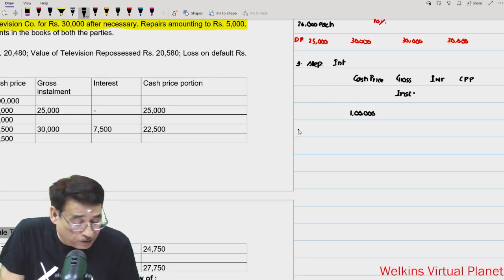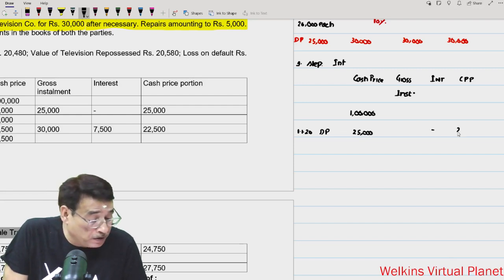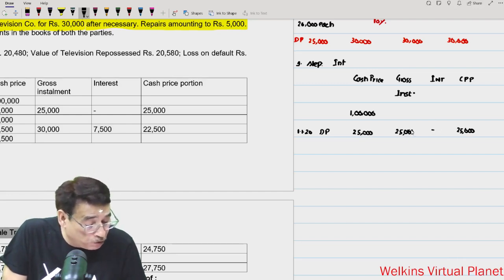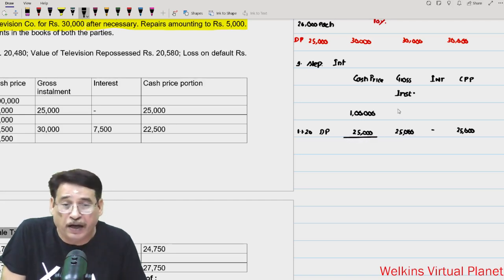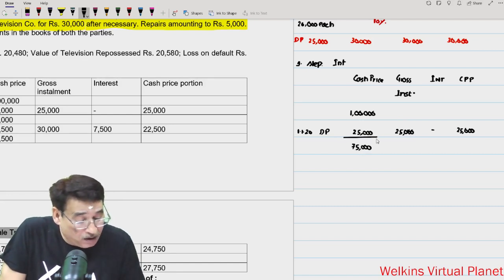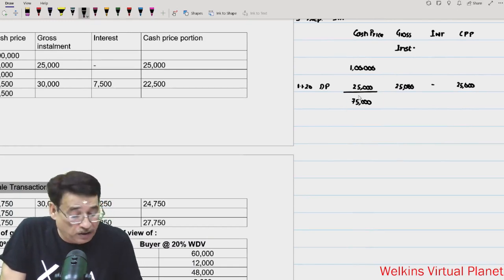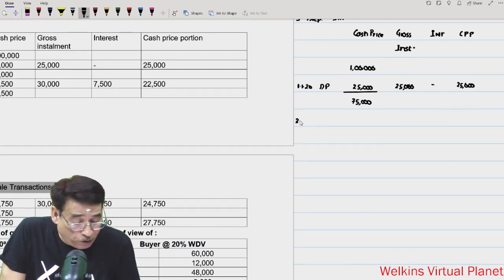Then from 1 lakh, on 1-1-2020, because on this date you purchase the item, you will pay the down payment. And the down payment was given in the question as 25,000. And we know that in the down payment, there is no interest element. Entire payment is for cash price portion. And interest plus cash price portion forms gross installment. So many times I have told you now that gross installment is also known as zero installment. 75,000 is your cash price, correct? This is the balance on 1/1/2020. Balance outstanding is 75,000.